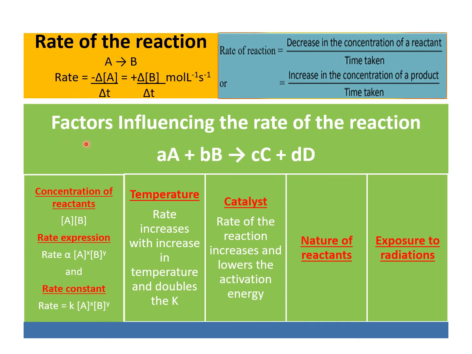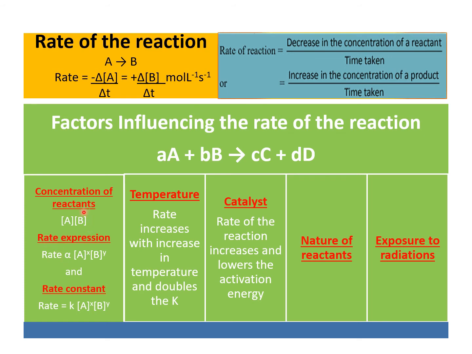What are the factors which influence the rate of the reaction? For example, here I have taken only one reactant which gives one product. Here two reactants are there. This is also one of the reactions. What are the factors which influence the rate of the reaction? First one is the concentration of the reactant. This is the concentration we have mentioned in the square bracket, the concentration of A and B. That is one factor which influences the rate of the reaction, the speed of the reaction.